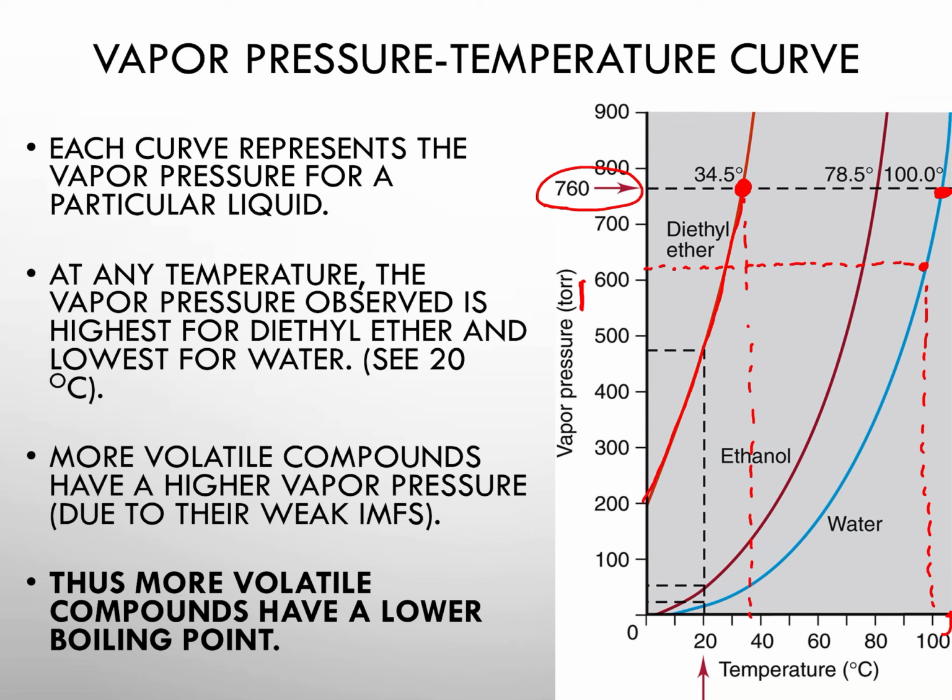So here, at any temperature, the vapor pressure observed is the highest for diethyl ether and the lowest for water. Okay, so I'm going to say that again. At any temperature observed, the vapor pressure observed is the highest for diethyl ether. So here's what that means. Diethyl ether is held together by dipole-dipole interactions, which are weaker than the hydrogen bonds holding together ethanol and water. So that means that it is easier for diethyl ether to escape into the gas phase.